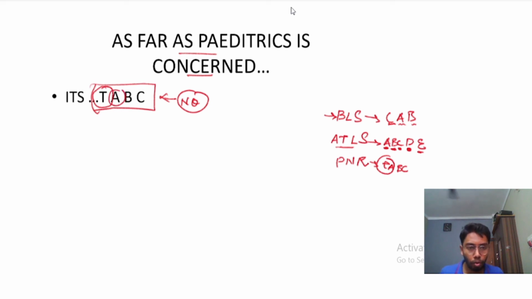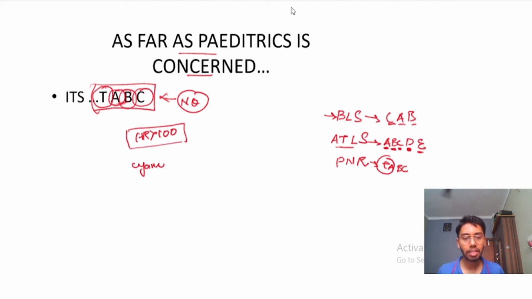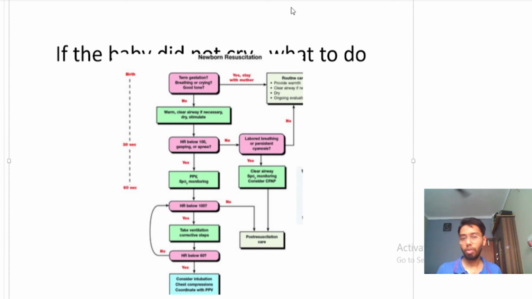Coming to airway, if you want to make sure that the airway and breathing are normal, just look at whether the baby is crying or not. If the baby is crying, it automatically means that the airway is patent and breathing is fine. For circulation, keep the pediatric stethoscope over the chest of the baby and see whether the heart rate is more than 100. If so, we can make sure the baby has normal circulation too. We can also check whether there is any cyanosis or not. This is TABC as far as newborns are concerned.